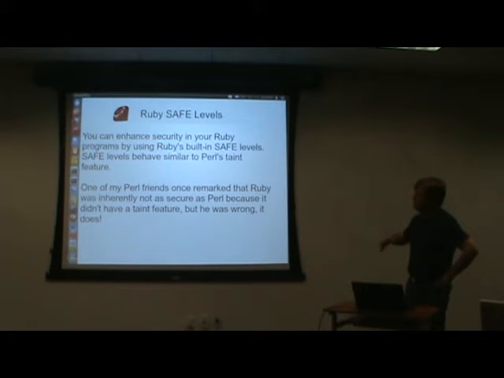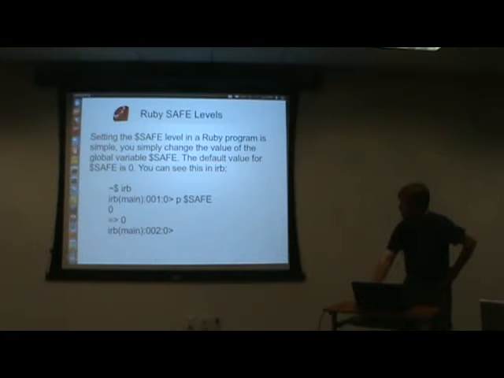So what are safe levels? Safe levels let you enhance the security of your Ruby programs. And I remember one time a Perl friend of mine looked down his nose at me and said, well, the problem with Ruby is you can't do the thing like you do in Perl CGIs where a string is tainted. And I found out he was wrong. I don't know when it was introduced into Ruby, but it's been around quite a while. So Ruby does have that.